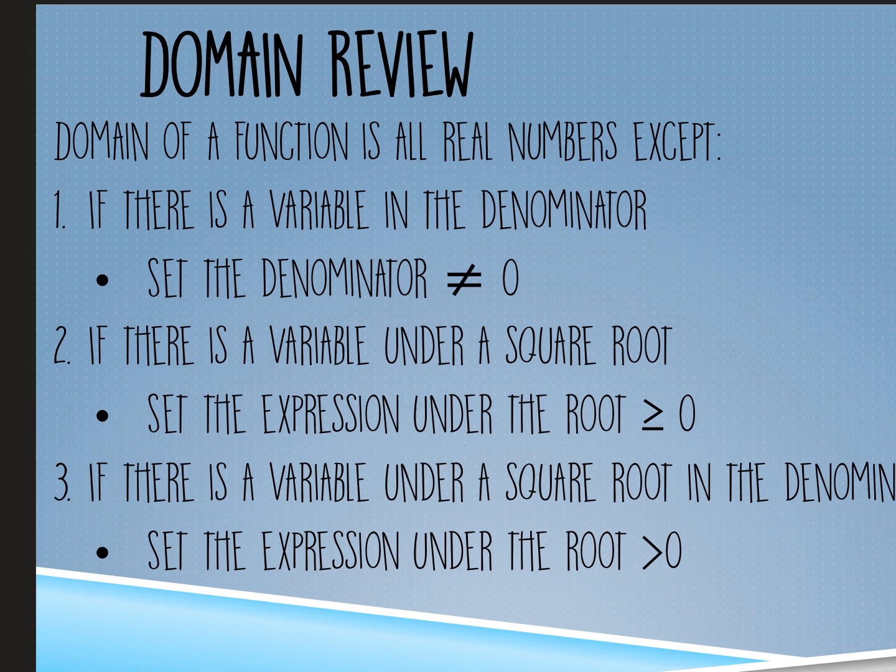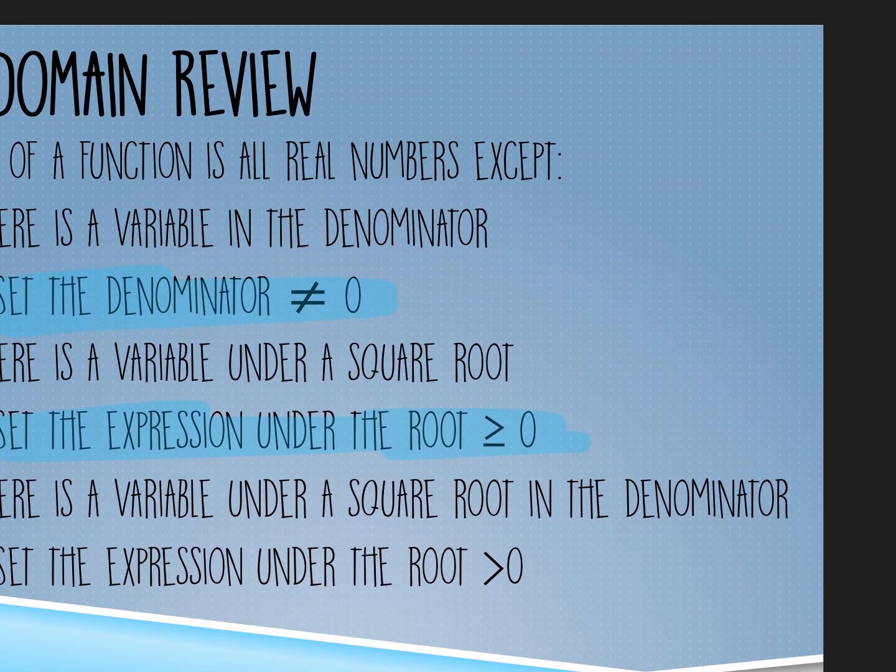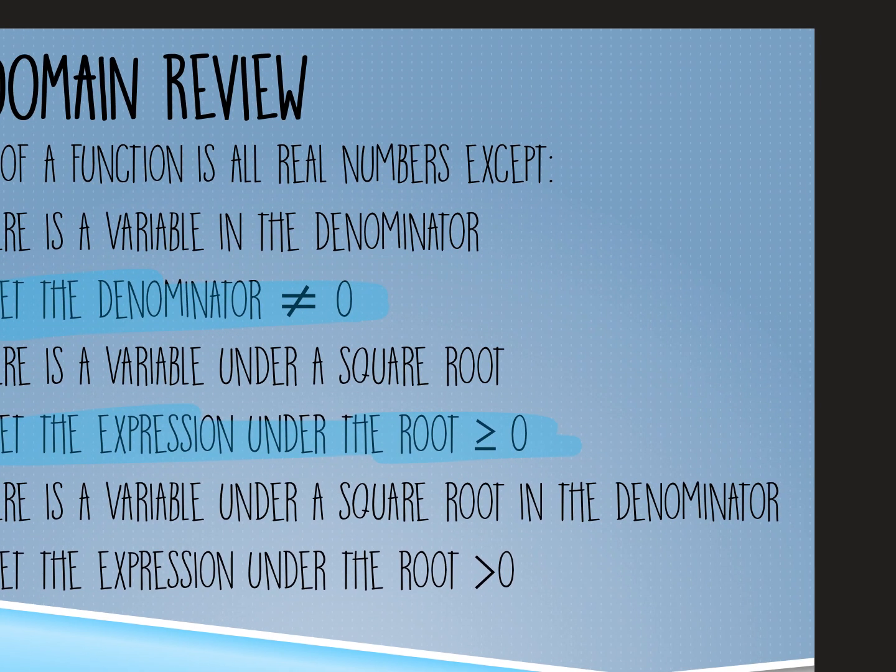So we've talked about domain before. This page is a review of our domain. The domain of a function is all real numbers except if there's a variable in the denominator. We set the denominator not equal to 0. And if there's a variable under the square root, we set the expression under the square root greater than or equal to 0. But if that square root happens to be in the denominator, then we would just set it greater than 0 because it couldn't be equal to 0 also.